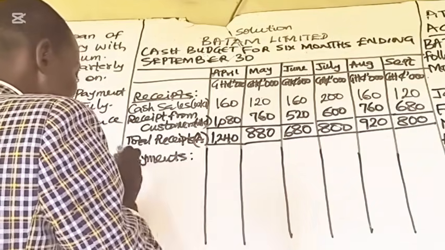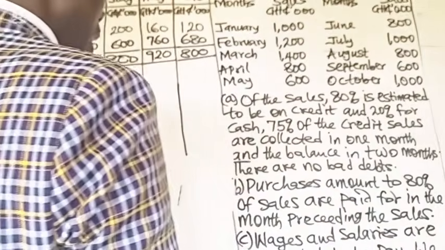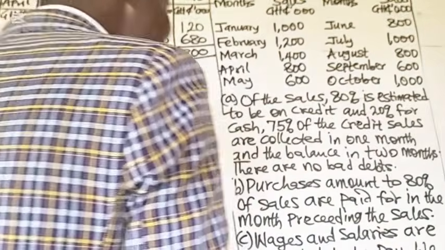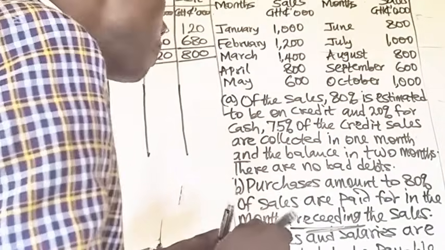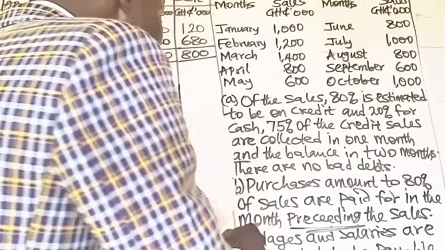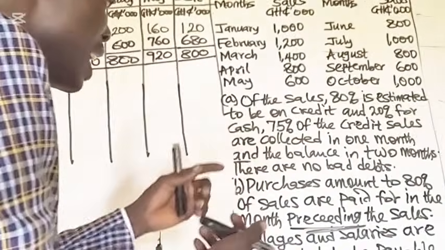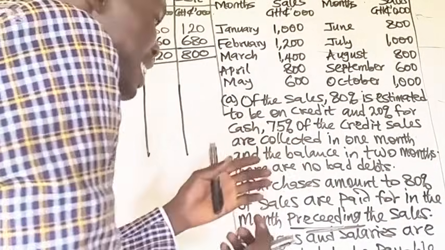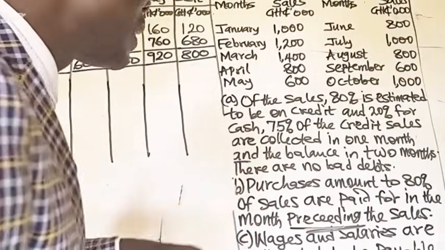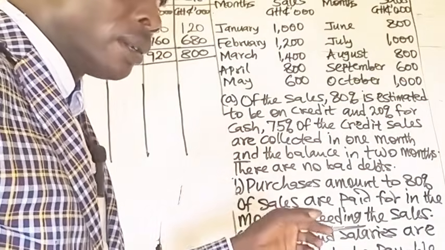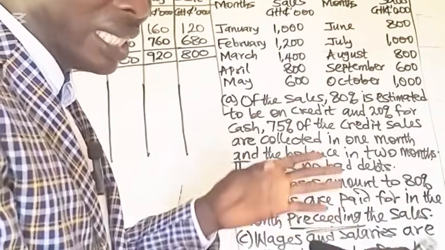Payments, items. You were told purchases amount to 80% of sales and are paid for in the month preceding the sales. Preceding means before. That is the meaning of precede. Before the month. That means you calculate 80% of sales, and that 80% of sales will be paid in the month that comes before the month of sales. That is to show that 80% of sales made in the month of February will be paid in January. That is not the month after. There is a difference between precede and after.